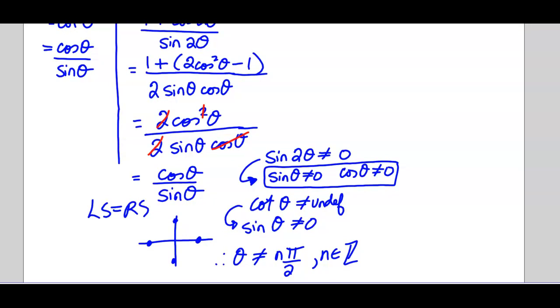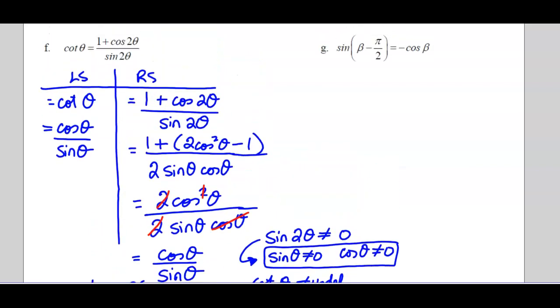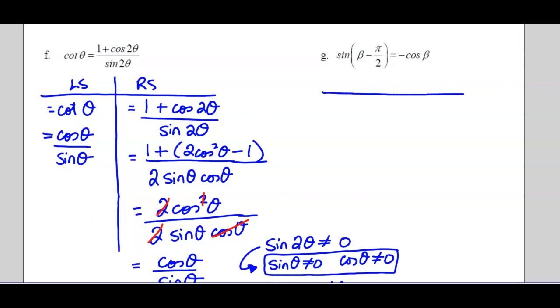Okay, look at the next one. Notice there's an actual angle value in this one, so we're going to actually simplify that part of it. This is the difference of two angles with sine. Again, that's on your formula sheet, kind of midway, sine of alpha minus beta. So we're going to replace the left side with that. Nothing really to do on the right side. So this is sine of beta minus pi over 2.